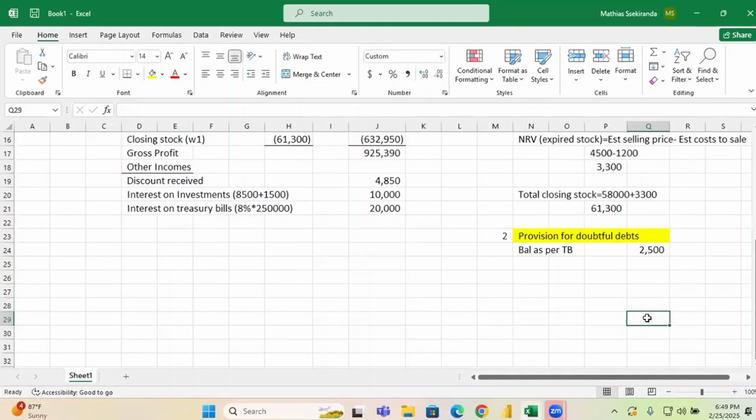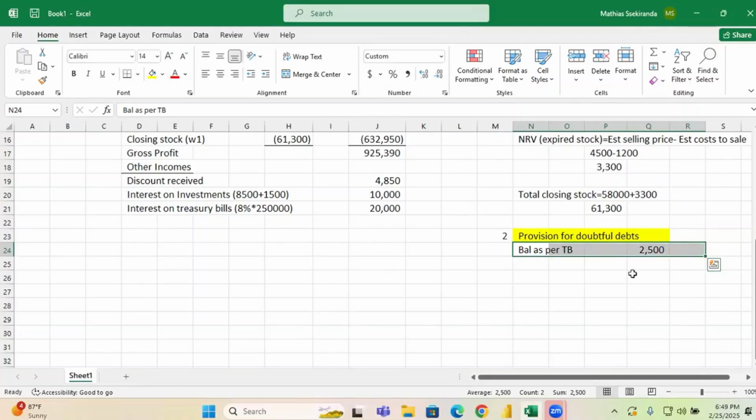Now, the new provision we are going to calculate, we are going to compare it with this provision that was given in the trial balance to see whether it is an increase in provision or a decrease in provision. If there is an increase in provision, the increase is taken as an expense. And if there is a decrease in provision, the decrease is taken as a deemed income.